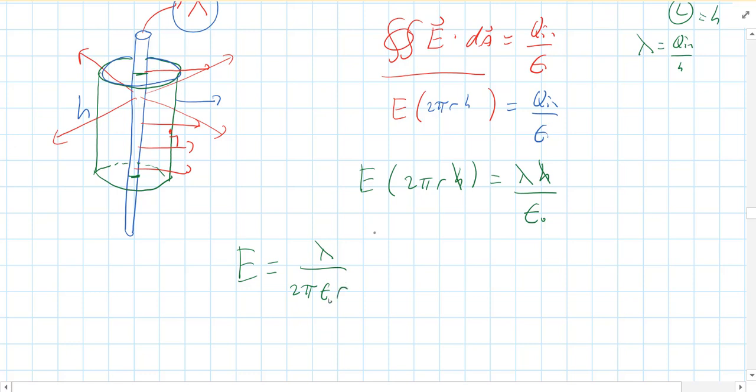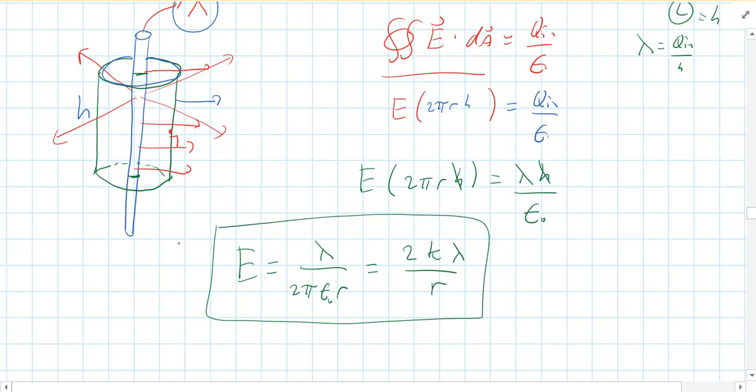Okay, and if you do the substitution where k is 1 over 4 pi epsilon naught, you get the following. You get 2k lambda over r.